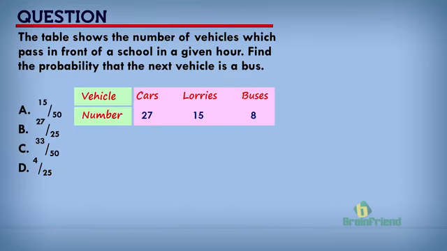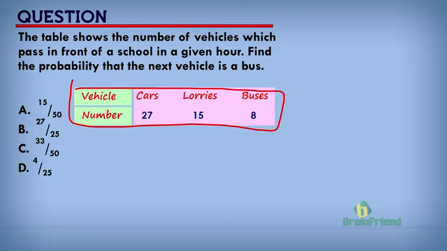And before we go, let's take just 2 quick questions to test our abilities in all that we have learned today. Now, this table here shows the number of vehicles which pass in front of a school in a given hour. Find the probability that the next vehicle passing is a bus. Okay? So within an hour, these are the number of vehicles that pass in front of a school. What is the probability that the next vehicle passing will be a bus?